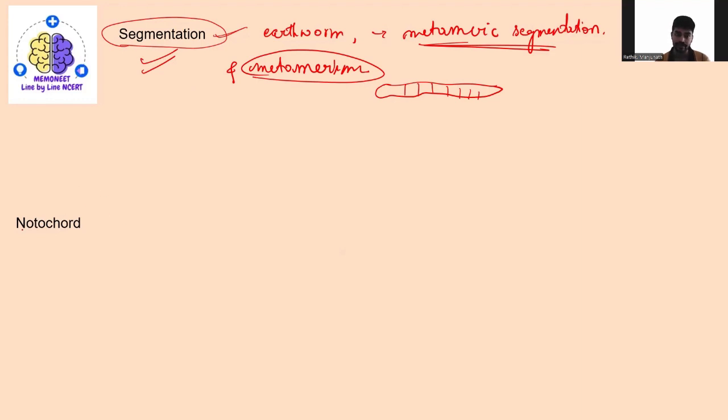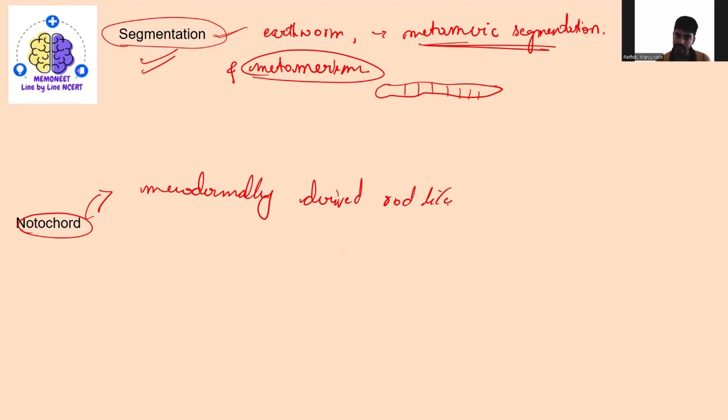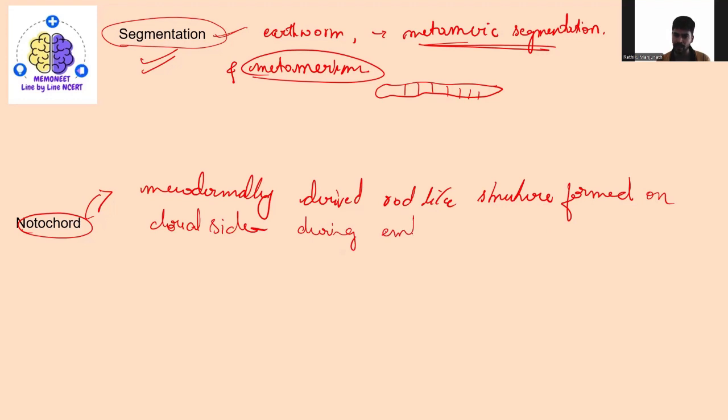So what about the notochord then? Notochord is a mesodermally derived rod-like structure formed on the dorsal side, that is, the back, during the embryonic development. This is clear? During the embryonic development, you will see this notochord formed on the dorsal side. So that is all about the notochord.